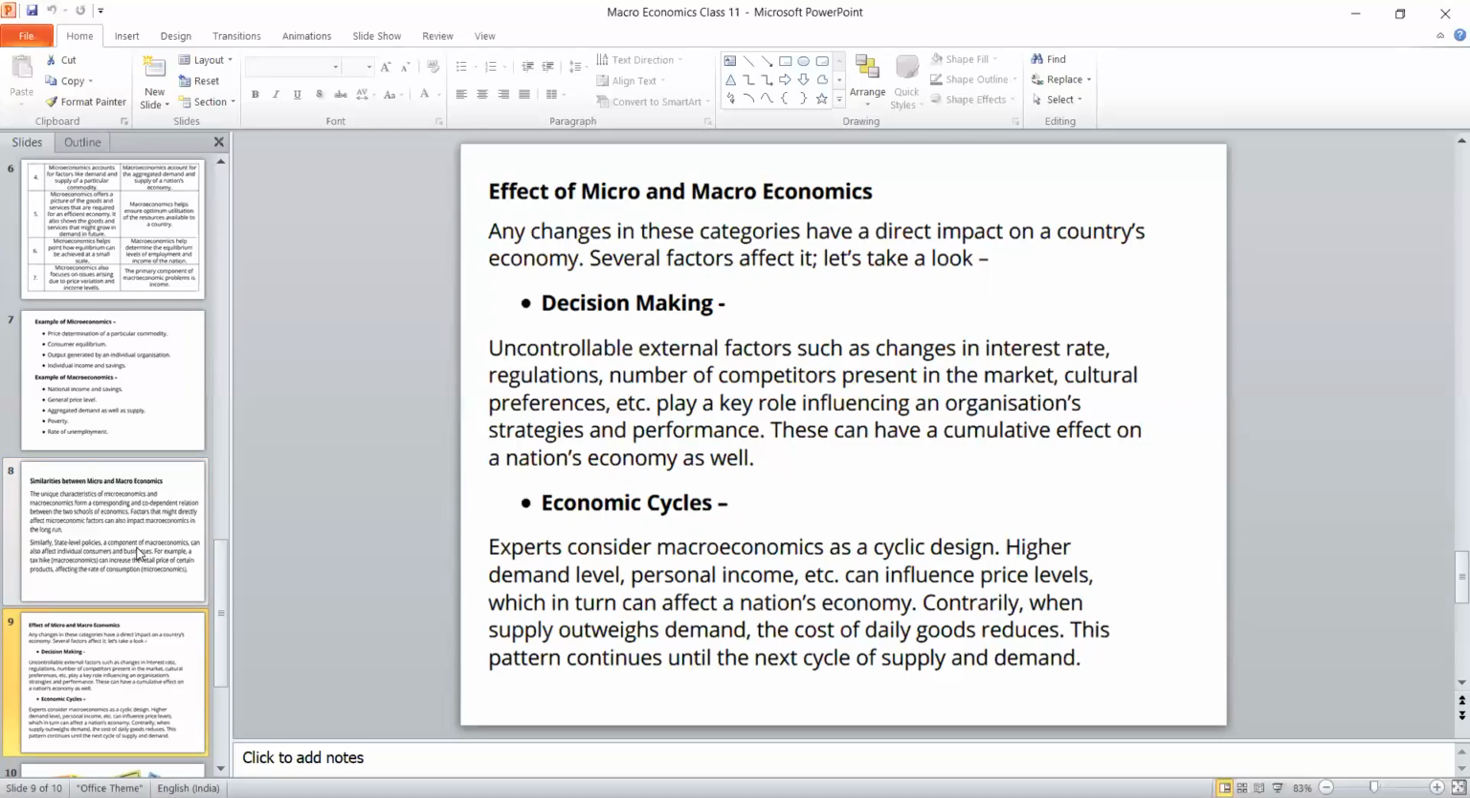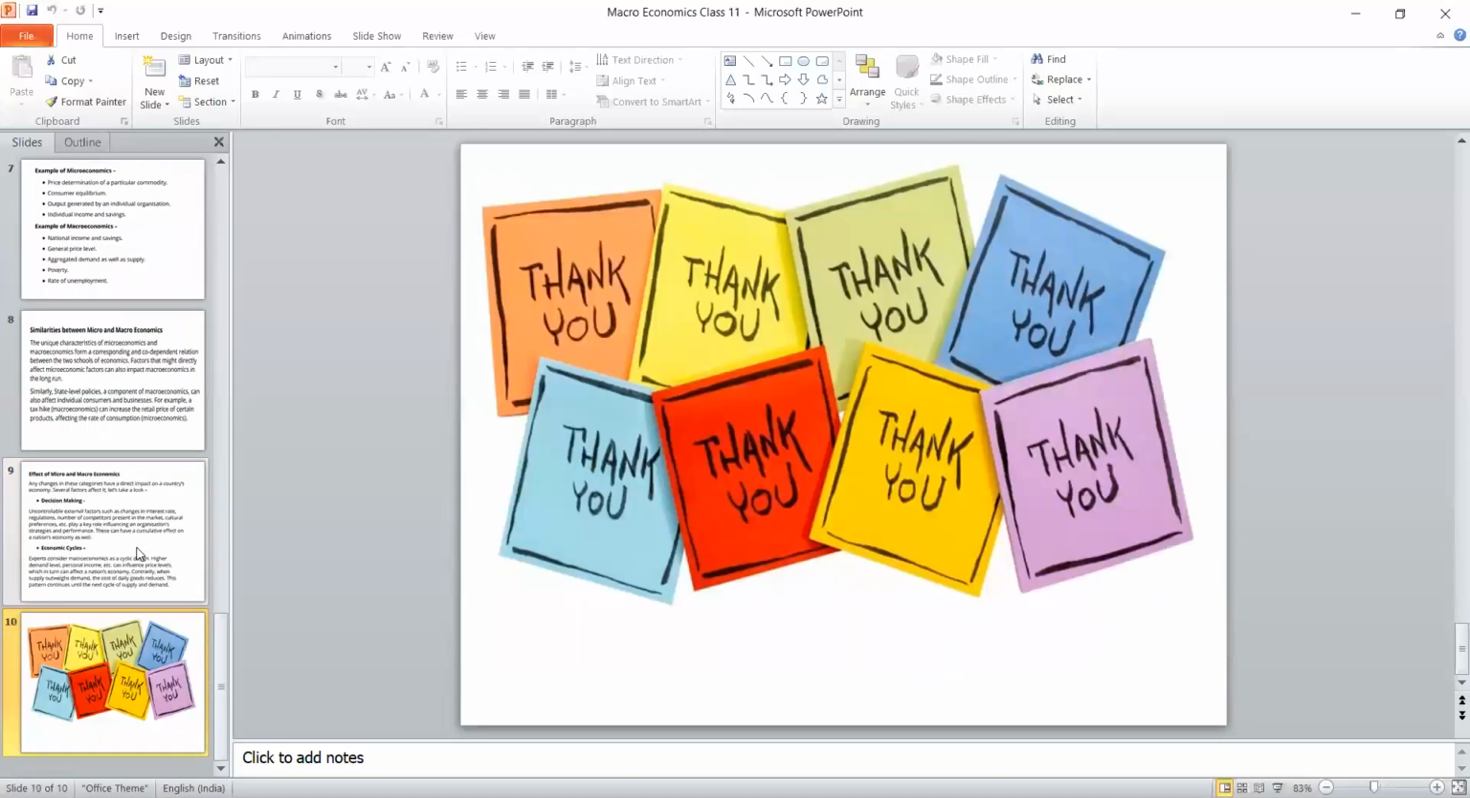It's easy to handle business fluctuation at the micro level, but it is very difficult to handle at the macro level. That is why, keep it in mind, decision making and the economic cycle are very different in micro and macro. With this, I'm completing the class, and tomorrow we are having the test.